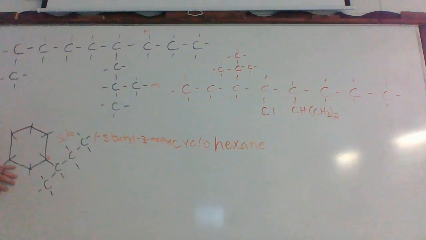Otherwise, if we just had this, you could just say secondary butyl cyclohexane. It would just be understood that it would be on the first carbon. But since we have two derivatives on there, we have to name this.